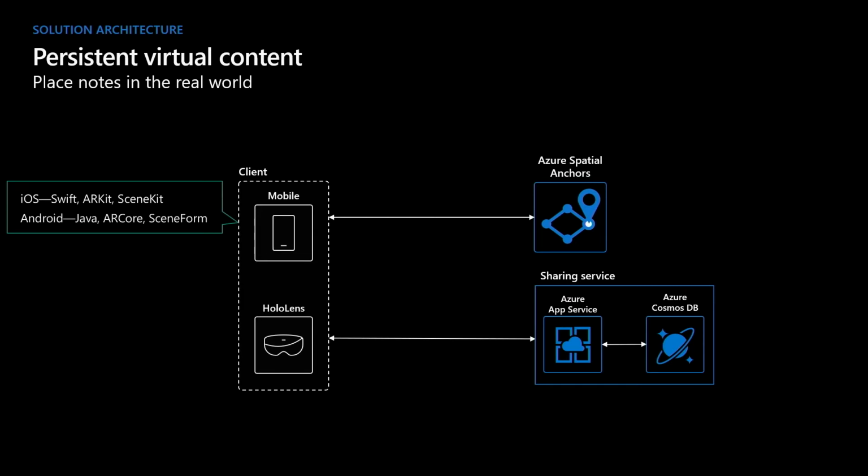We have an iOS app that we wrote in Swift using ARKit and SceneKit, and we have an Android app in Java using ARCore and SceneForm. Next, we have Azure Spatial Anchors, which is how we're saving anchors and finding them later. And finally, we have what we're calling the sharing service. This isn't actually an Azure service, we're just calling it that.